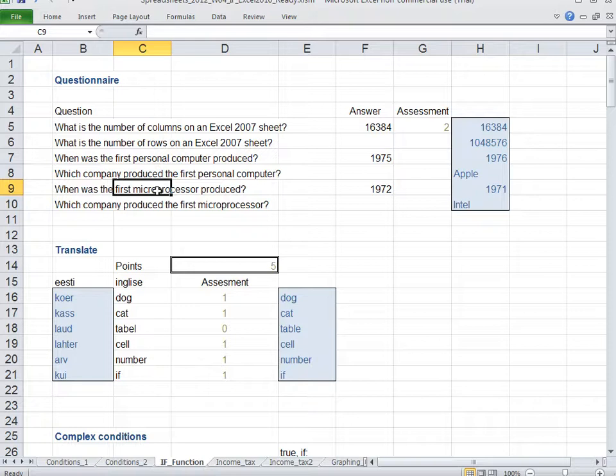management theory. The first microprocessor was produced in Intel in 1971, and it was actually the middle-level management who made the decision and turned the company's direction, set the company's direction so that even now we have Intel as the biggest producer of microprocessors. So the correct answer is 1971, and the user has answered 1972.